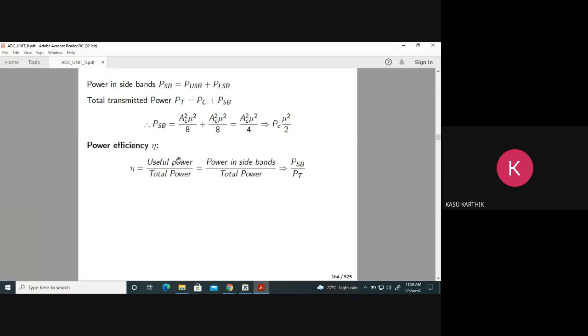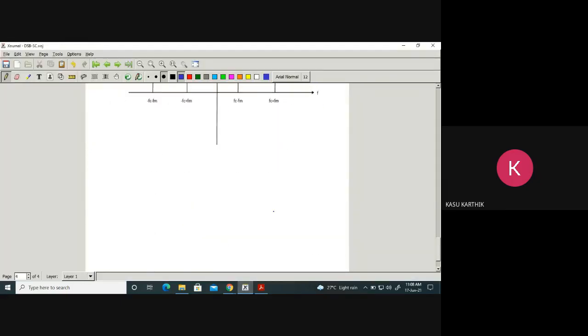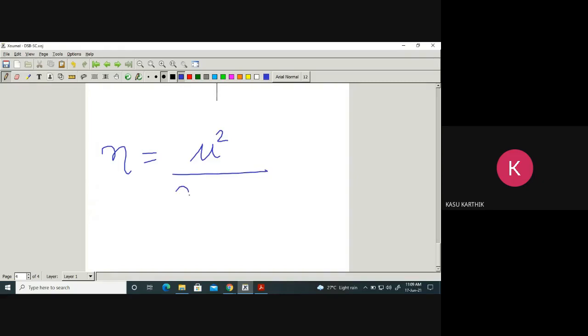Now what is the power efficiency now? As I told you, it is power in sidebands by total power. What is the power in sidebands? Pc into mu square by 2. By total power, Pc into 1 plus mu square by 2. Pc cancels. What do you get? So power efficiency of AM is mu square by 2 plus mu square.